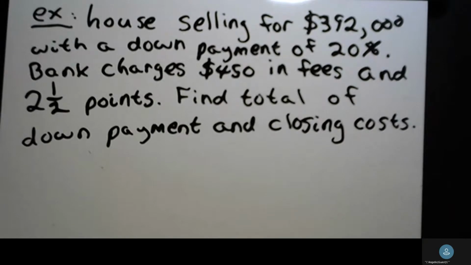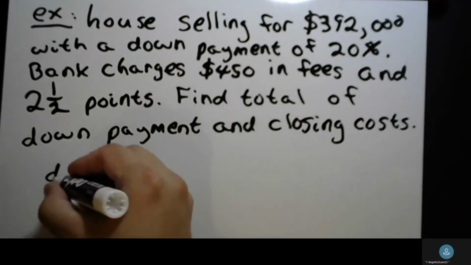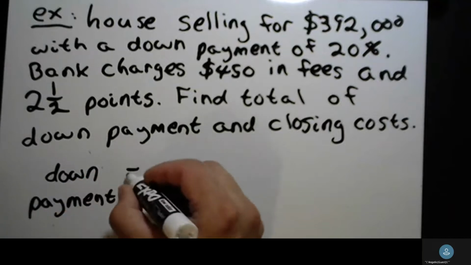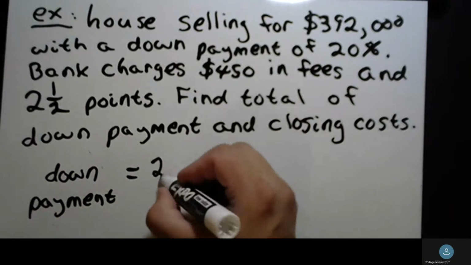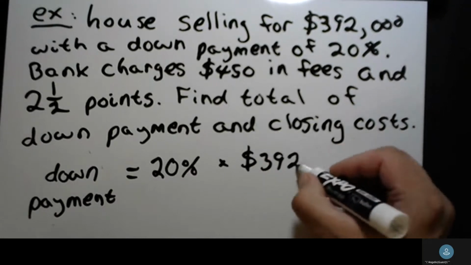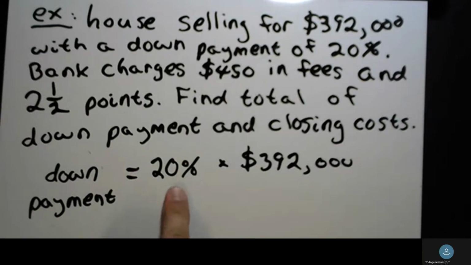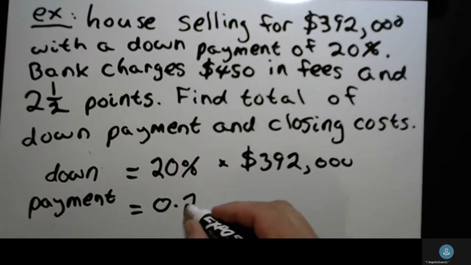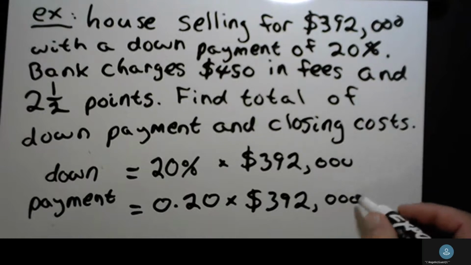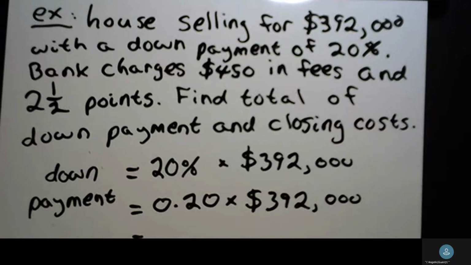Now, the down payment, let's find that. So that's 20% of our selling price. So we'll do 20% times the 392,000. And we have to put it in decimal form. And so that's going to come out to 78,400. So that's going to be the down payment.